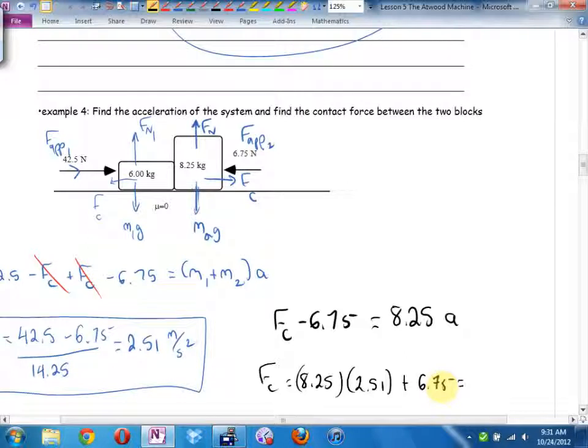What is the contact force between the two blocks? 27.5 newtons. Sorry? 27.5 newtons. Anyone else? Yep. The left block pushes to the right with 27.5. The right block pushes to the left with 27.5. And you end up with a net unbalanced force moving sideways when you look at all of the forces.